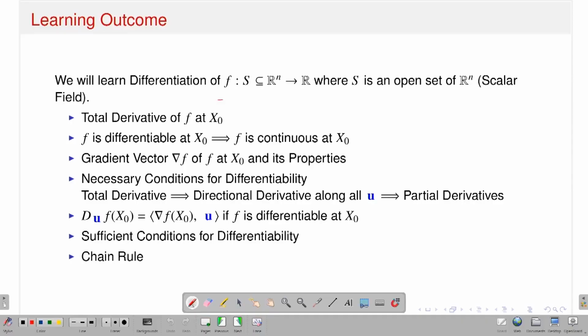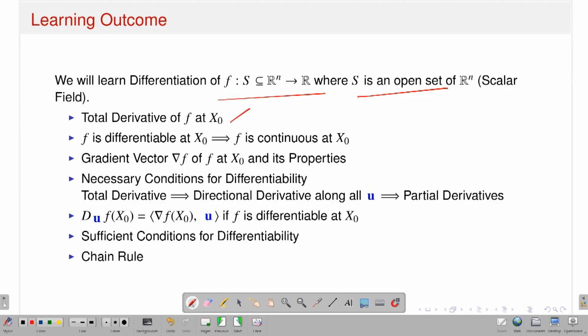It says that if I have a function f, a map from a subset S of Rn to R, where S is an open set, then I will give the notion of total derivative. As I said, I want to see the changes at my point x naught with some small perturbations in a neighborhood of x naught, not in one direction. What is the notion of total derivative?